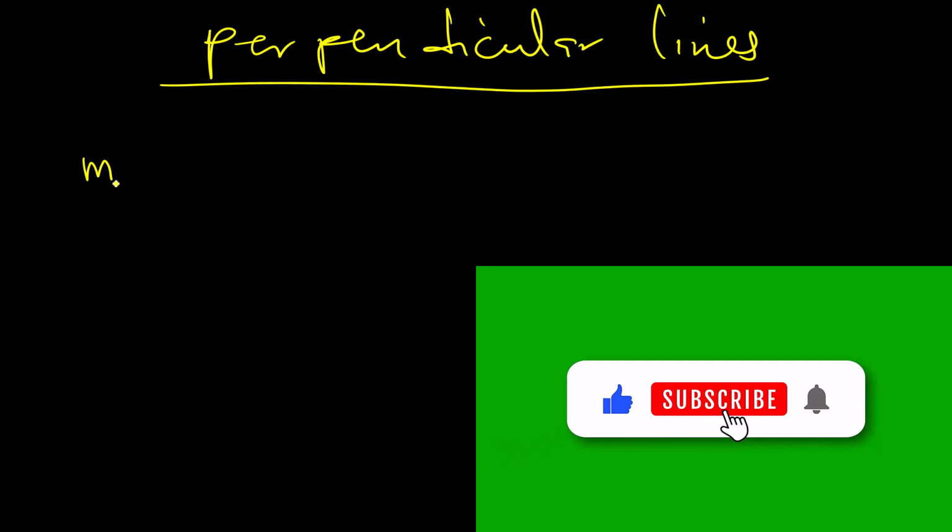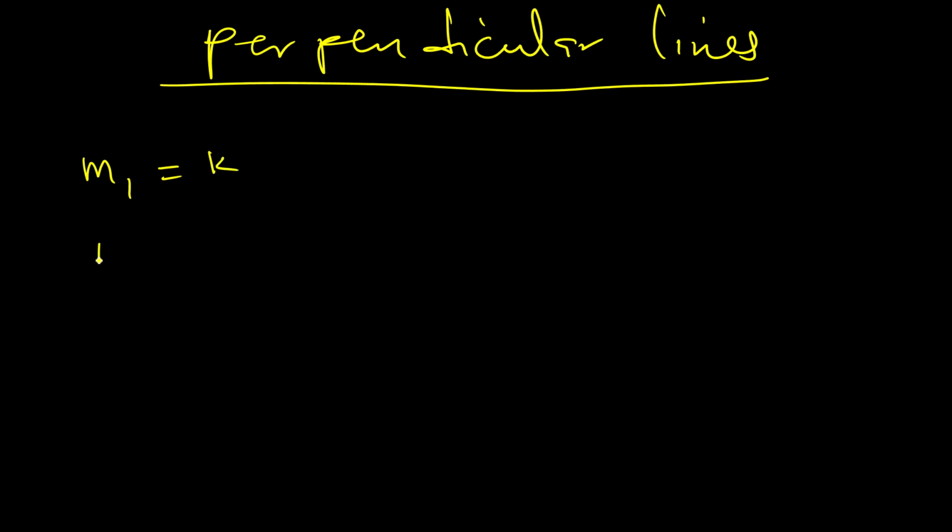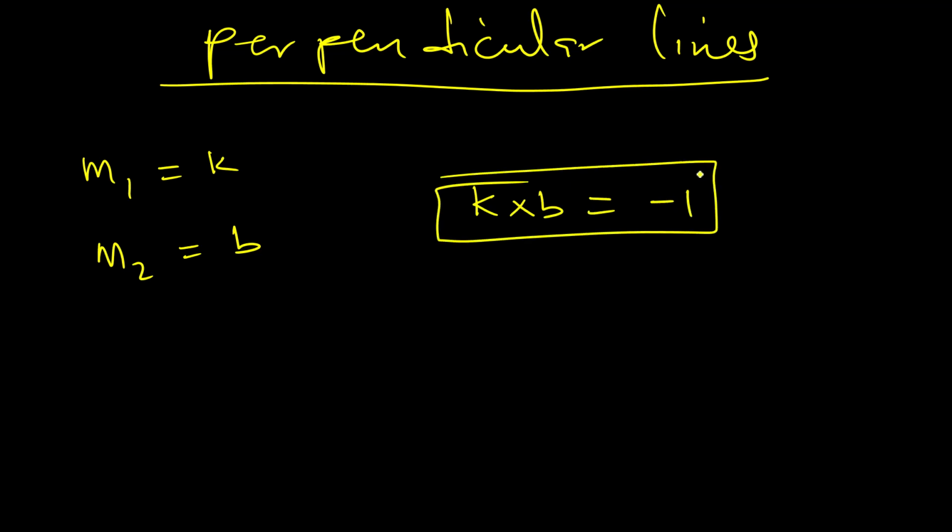So let's assume the gradient of M1 is K, and that of M2 is B. So K times B is negative one. Okay, that's that. So the slope M1 times M2 is negative one.